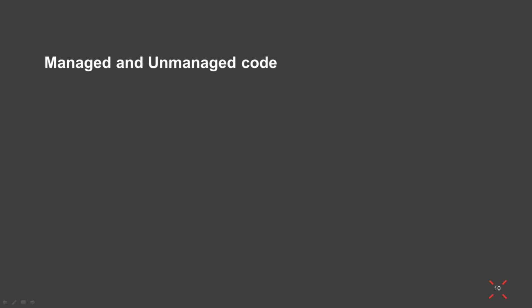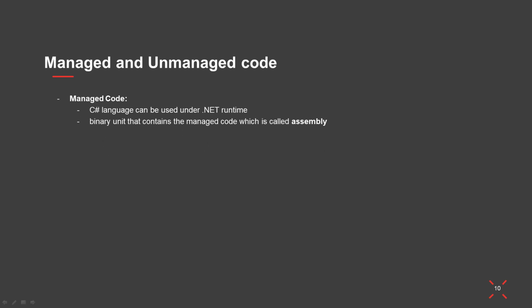So, what are managed and unmanaged code? Now that you understand the definitions of BCL and CLR, I'm going to talk about managed and unmanaged code. The C# language can be used only to build software that is hosted under the .NET Runtime. The term used to describe code targeting the .NET Runtime is managed code. There's a binary unit that contains the managed code, which is called an assembly.